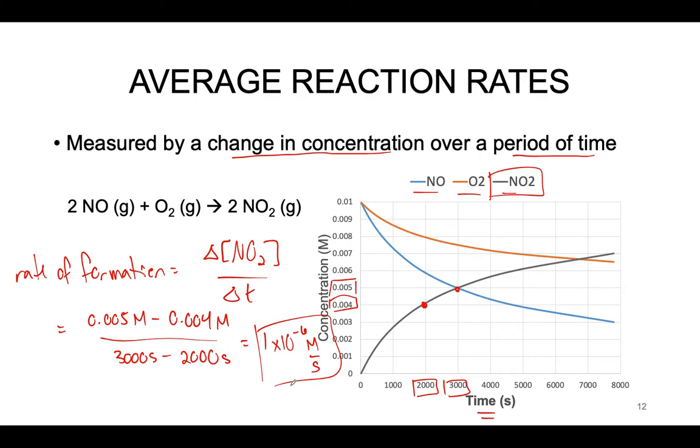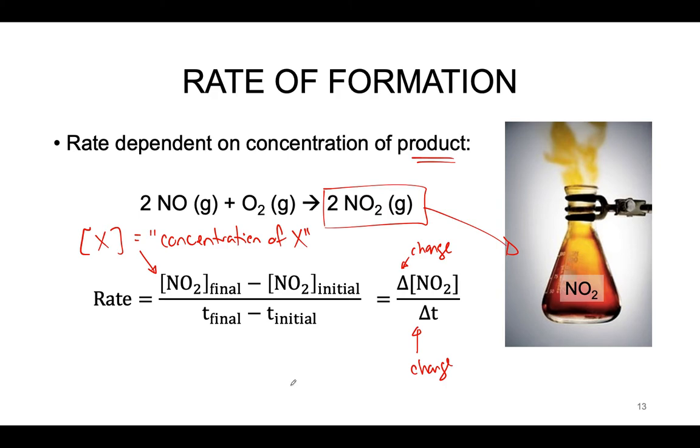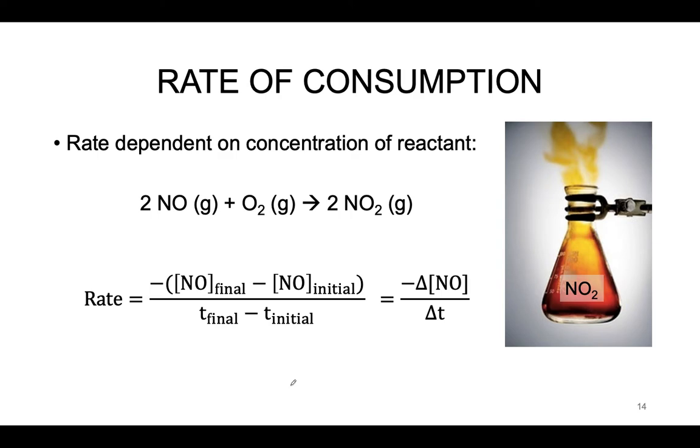Now, of course, we can see that there are a couple of other curves present, right? We have the nitrogen monoxide as well as the oxygen gas. So let's say hypothetically, if we wanted the rate of reaction to be measured from the perspective of that reactant, how would we go about it? Well, instead of a rate of formation, we would instead be paying attention to a rate of consumption. This is the rate dependent on the consumption of our reactant, the rate at which the reactant is consumed by the reaction and disappears.